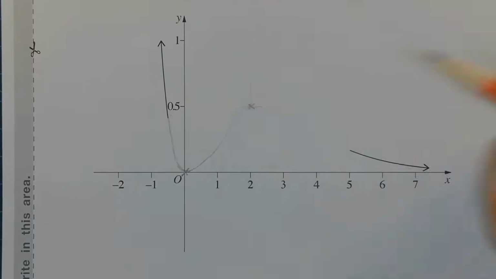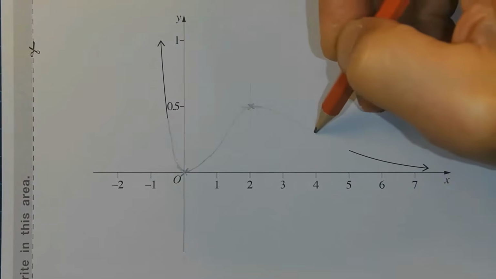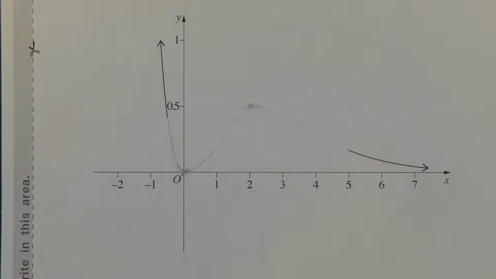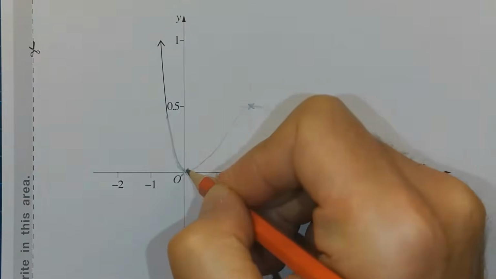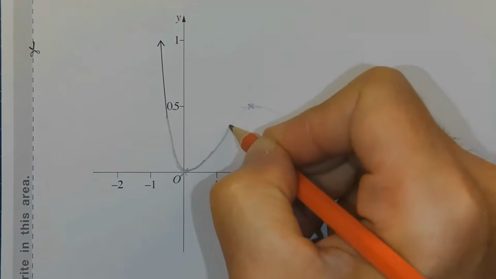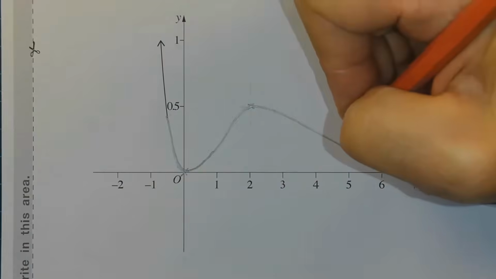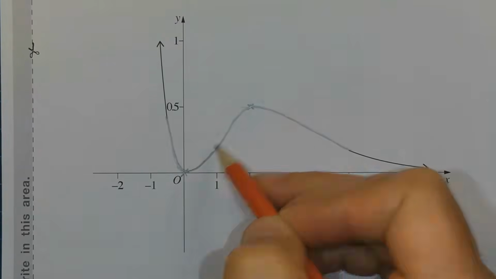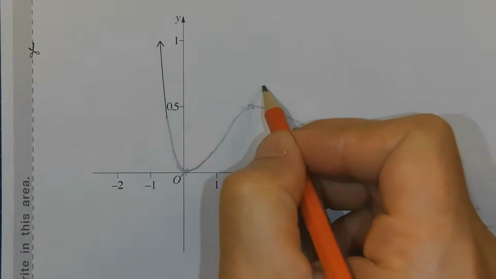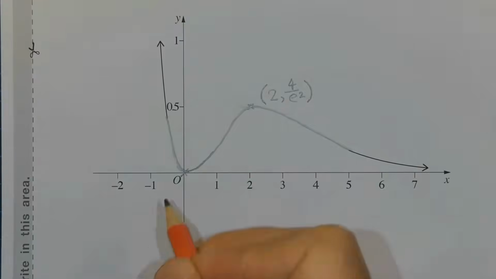So up to here, so that's our local maximum. And then we'll curve it down to this part of the curve there. Now I'm going to darken it. Like so. For completeness, it's good practice to write the coordinates of the stationary points that we found. So this point here from part A was 2, 4 over e squared. And this point here is already at the origin, so I don't need to label that.